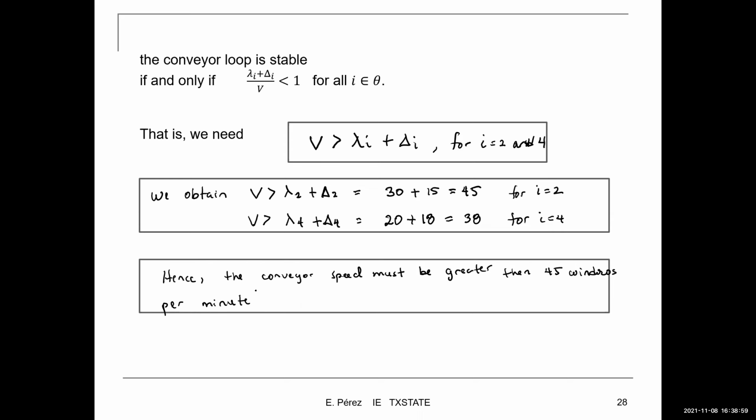And that's the conclusion. For this setup, we want to identify what will be the minimum speed that we will need in order to keep this loading and unloading stable. So the requirement is that this ratio is less than 1, or we can solve for V. That means that the velocity has to be greater than lambda I plus delta I. So we compute those values for the speed for station 2 and 4, 45 and 38. To choose the highest speed, which is 45, the conveyor speed must be greater than 45 windows per minute.